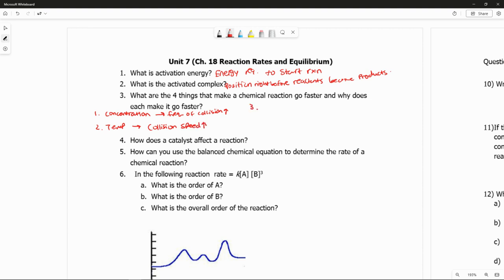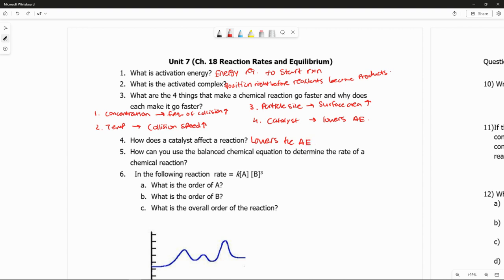Number 3, particle size. By decreasing particle size, you're increasing surface area. Number 4, catalyst. Catalysts lower the activation energy. How does catalyst affect a reaction? Well, we just talked about that. It lowers the activation energy.